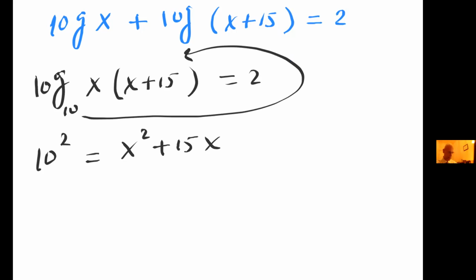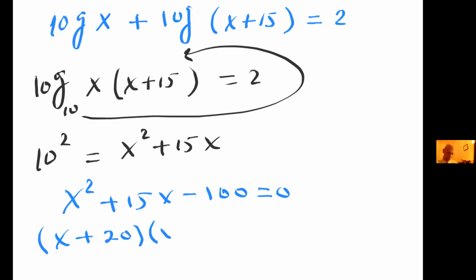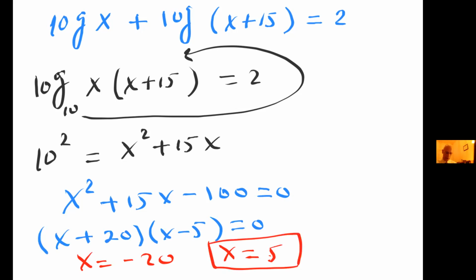So rearranging this, this gives me x squared plus 15x minus 100 equals 0. And that actually is factorable to (x + 20)(x - 5) equals 0. So x equals negative 20 and x equals positive 5. So notice that positive 5 is not giving me any trouble. I can plug it in for x here and here.